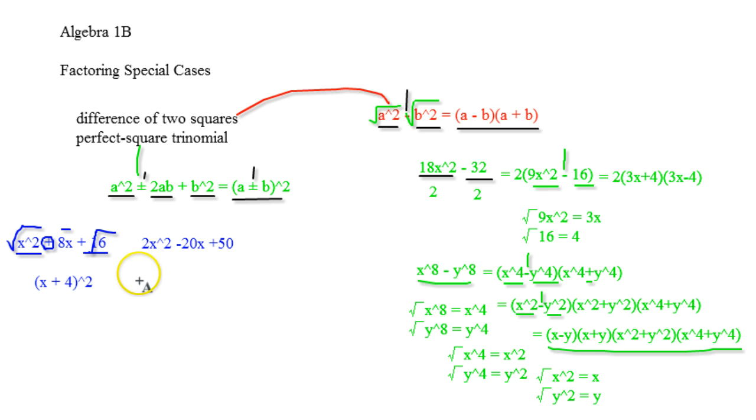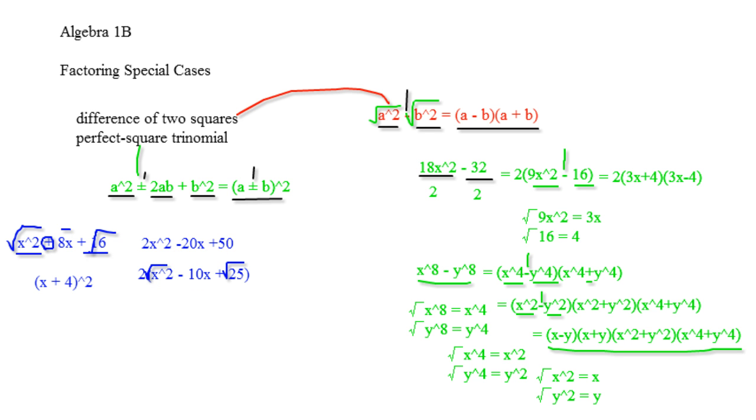Okay, now this one I need to factor out first. So I'm going to factor out a 2, so it becomes x squared minus 10x plus 25. All right, and then I'm going to notice I could square root this, I could square root this, and that would be x and 5. And 5 times x would be 5x, times 2 would be 10, so I've got it.